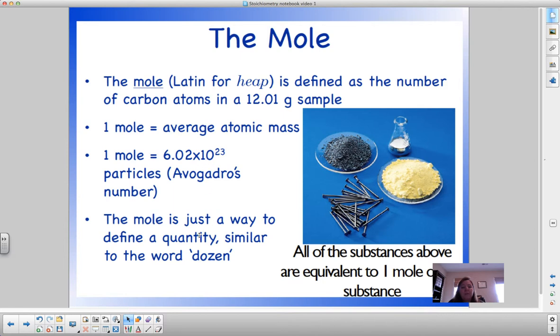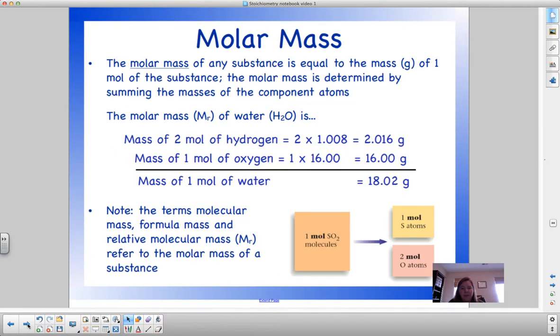Okay, so this is just a way that we quantify a number. It's sort of like the word dozen out in the real world. We just use moles here in chemistry. So you can say all these substances above are equivalent to 1 mole of that substance. So here's 1 mole of, let's say, these little nails here, 1 mole sulfur, etc. Okay, so don't let this word confuse you. It's nothing that dramatic. It's just a word we use for helping us to quantify things in chemistry.